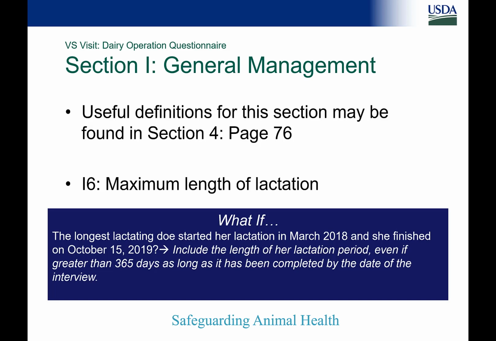So section I, general management. I6 is the maximum length of lactation. So we want to know how long they have milked one doe. It may be greater than 365 days. An example of this: what if the longest lactating doe started her lactation in March of 2018 and she finished on October 15th of 2019? Include the length of her lactation period even if it is greater than the 365 days, as long as it has been completed by the date of the interview.